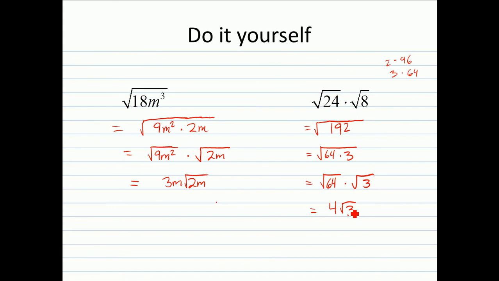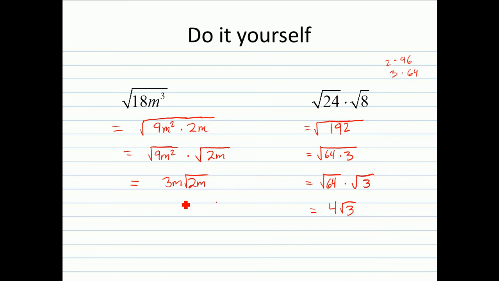Is this what you got for your answers? I hope so. Notice what I did for the first one. I was seeking the perfect square out. So what I got out of 18m cubed is 9m squared, and what's left over is 2m. So from there, I broke it up into the square root of 9m squared times the square root of 2m. And then the square root of 9m squared is just 3m, so I get 3m times the square root of 2m.